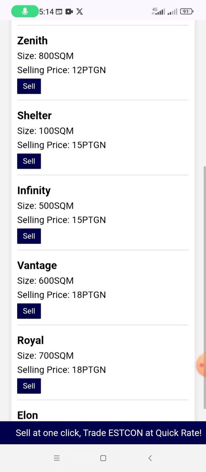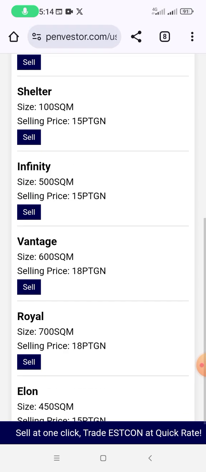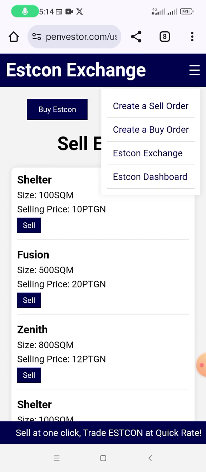So if I have Elon ESTCON, which I created now, if I want, I can still sell it back. Like I can click sell. Let me show you what I'm talking about. If I want to close the order, this is the ESTCON dashboard. The network is poor. So I will just leave it here. If it's not going through, I will leave it here.